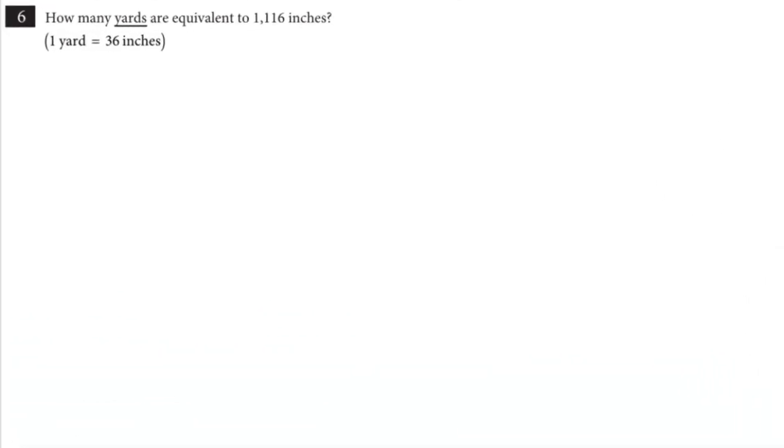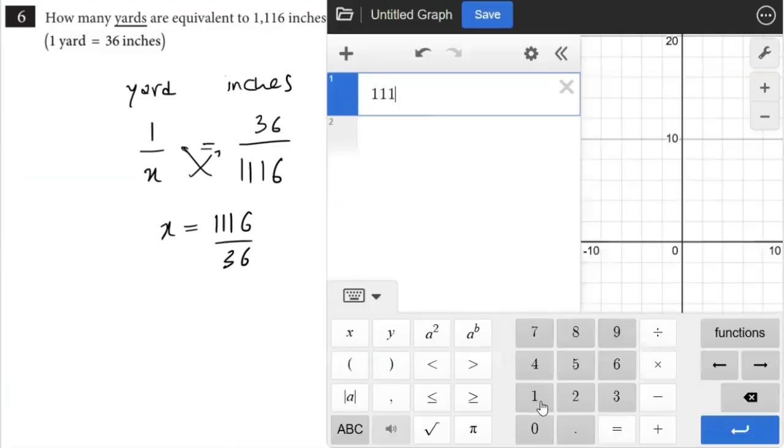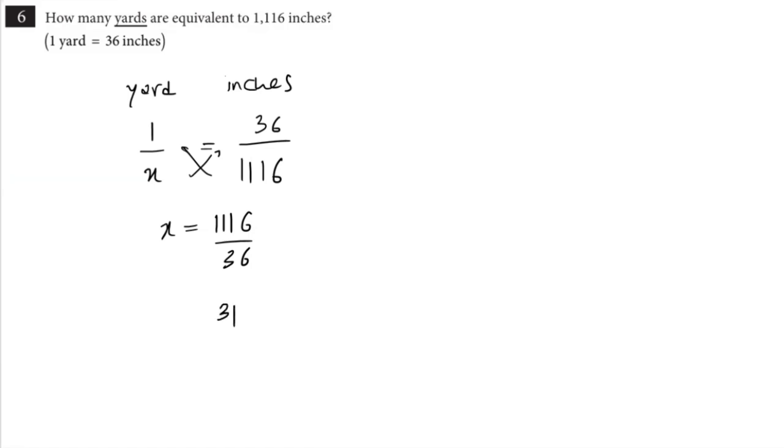Question 6. How many yards are equivalent to 1,116 inches? And they have given us the conversion scale, so you can use proportion for such problems, yard and inches. So 1 yard is 36 inches, so 1116 will be how many? So you can just suppose x, cross multiply, and x will be 1116 divided by 36. So let's get this value. So 1116 divided by 36, that's 31 yards. That is the correct answer.